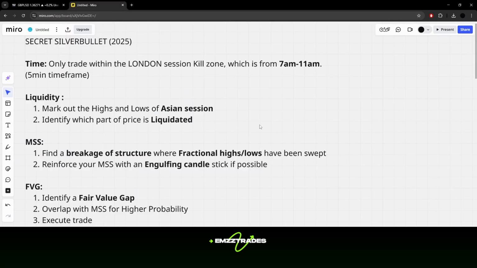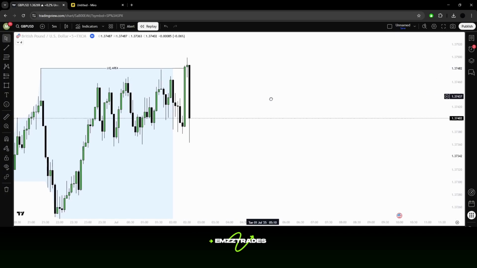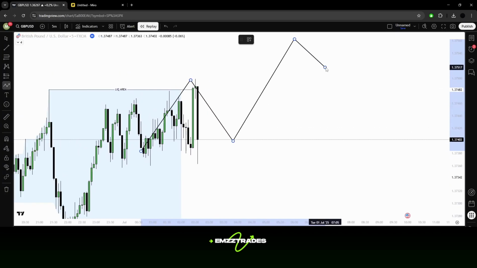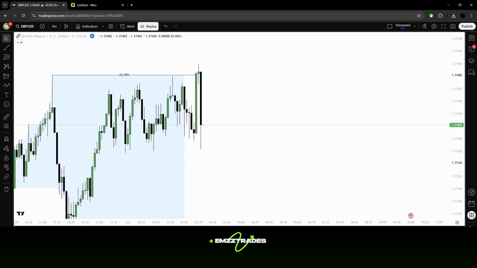What we're going to be doing is finding a break of structure where fractal highs have been swept, and then we can reinforce our market structure shift with an engulfing candlestick if it's possible. So we're trading a continuous trade, which means we will be trading where it will go all the way up. So what we're going to be doing now is playing price forward.